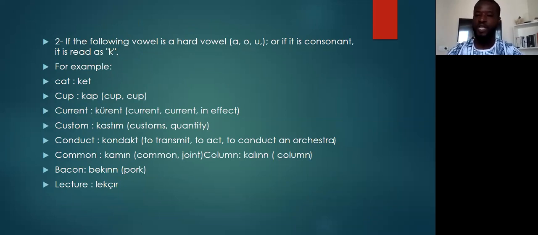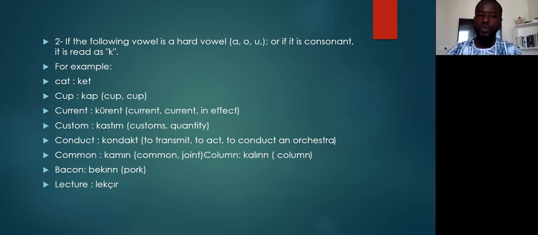For example, you say cat, okay? After C, you have A. That's why you pronounce it like cat. You don't say sat, no. You have to say cat. And the second one is cup. After C, you have U, which is a hard vowel. That's why you have to pronounce it like K, okay?